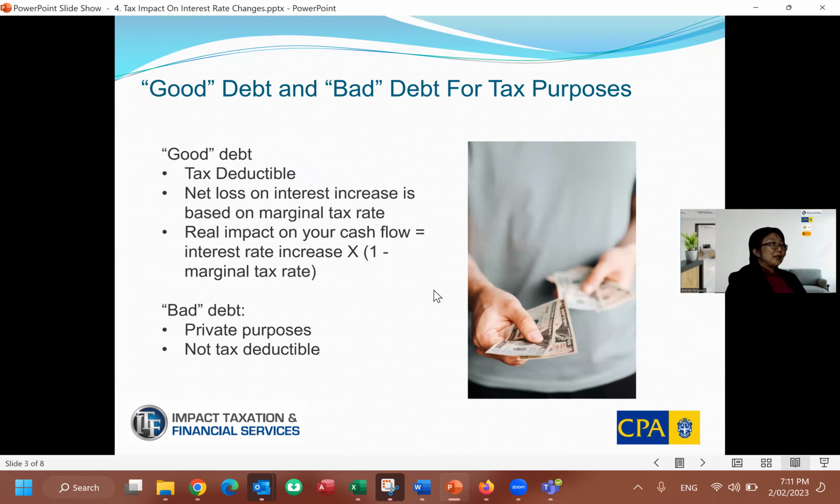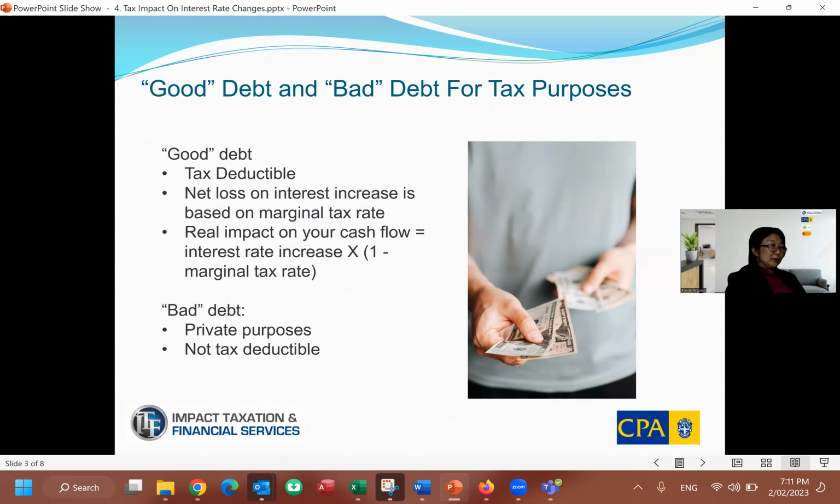Firstly, let's have a look at what is a good debt and what is a bad debt for tax purposes. Good debt is tax deductible, and the net loss on interest increase is based on your marginal tax rate. So the real impact on your cash flow is the interest rate increase multiplied by 1 minus your marginal tax rate. We'll look a little bit later at the calculation and the real impact to you in dollar value.